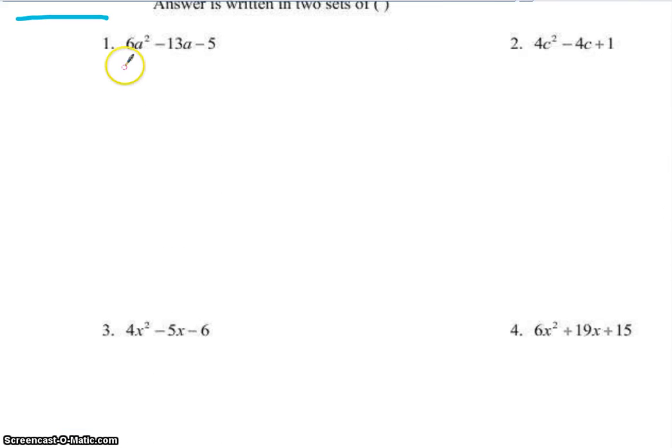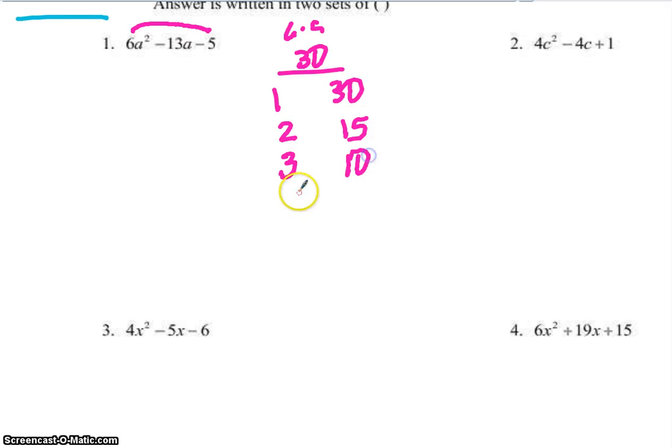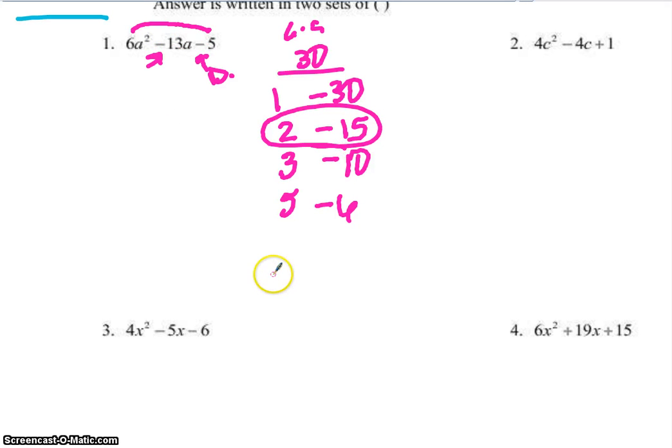All right, so 6, 13, and 5 have nothing in common. So you're going to take your 6 and multiply it by your 5 and get 30. 30 is what we find the factors of. 1 and 30, 2 and 15, 3 and 10, 5 and 6. Your signs are going to be different, and the big one is negative. So you go make all your big factors negative. That means the small ones are positive. If you want to put the plus, that's fine. You're going to choose the 2 that when you combine them give you -13. That's going to be 2 minus 15.